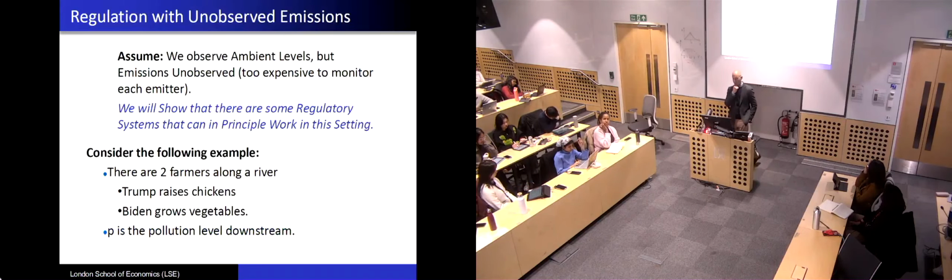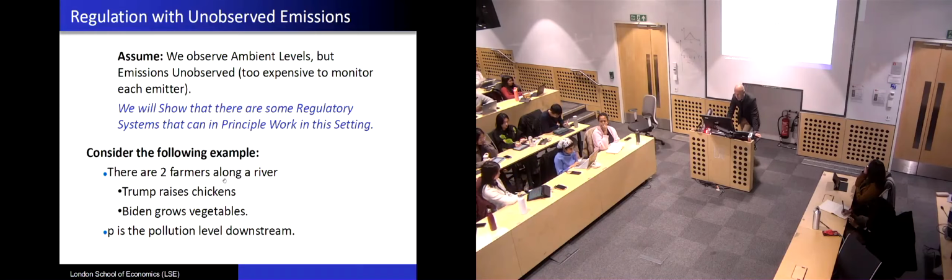So we observe an ambient level, but emission is unobserved. Okay, so it's either too expensive to monitor, or there is just an inability for us to monitor the exact emitter. And I will show you now that there are some regulatory systems that can, in principle, work in this setting. So let's consider the following example.